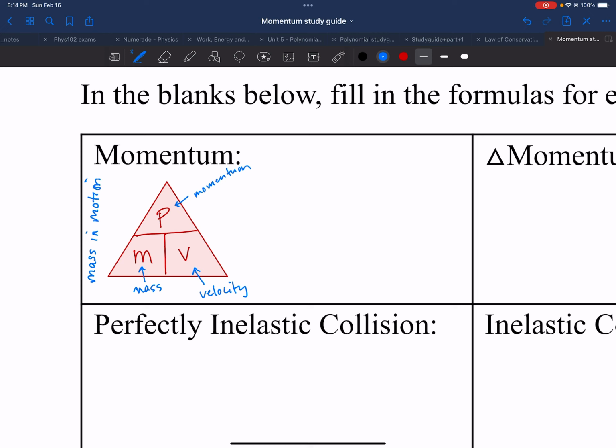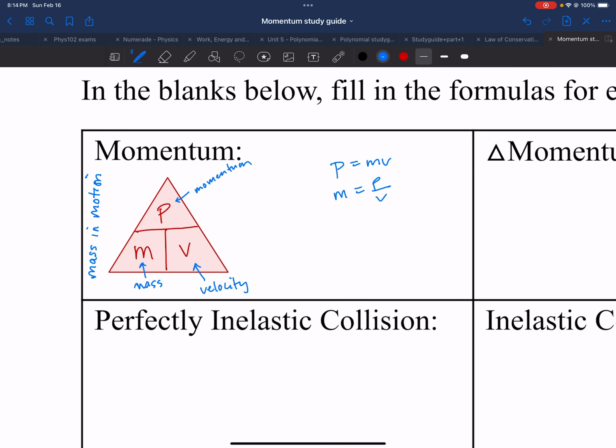Then with all of those, you can go ahead and rearrange them. So P is equal to M times V, M is equal to P over V, and V is equal to P over M. And you guys know how those magic triangles work. This part of it is not absolutely necessary, but if you get anxious during exams, I would highly recommend putting those versions of the equation in your book.